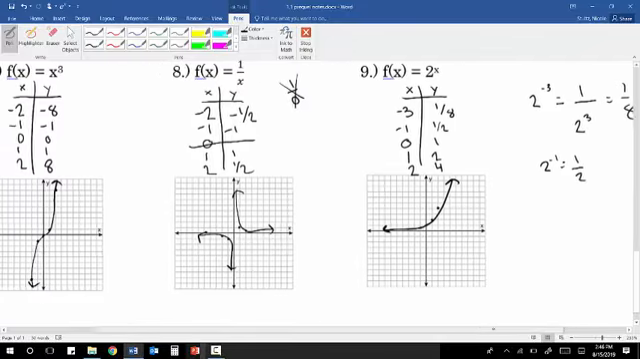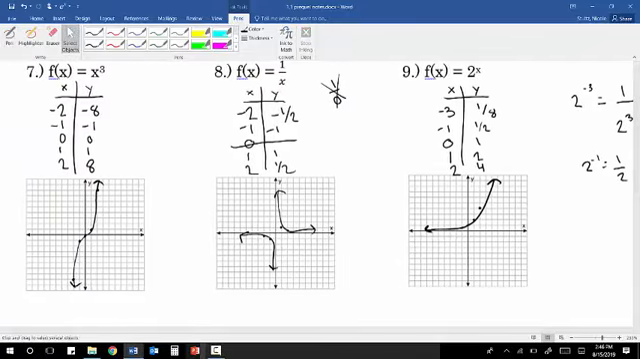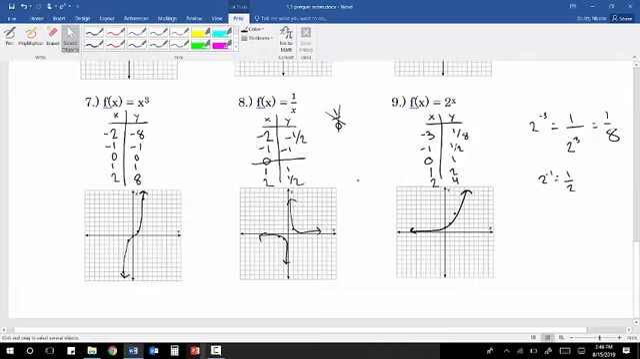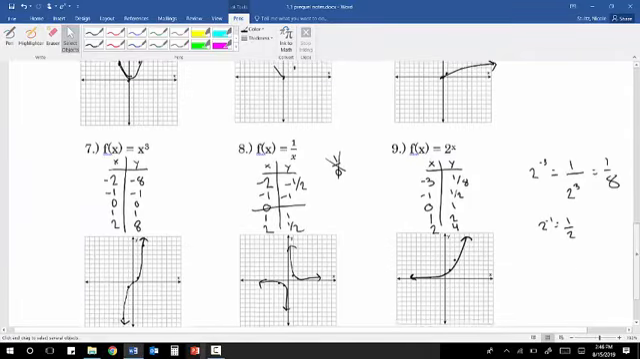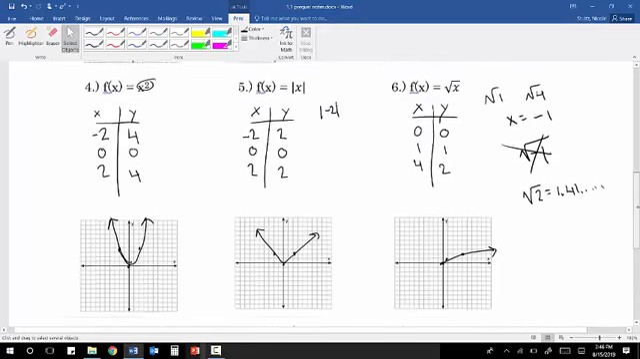So these are your basic functions in Algebra 2, and it's going to help you a lot if you memorize the characteristics of these graphs. That will make things go quicker for you, which will make things a little bit easier for you.